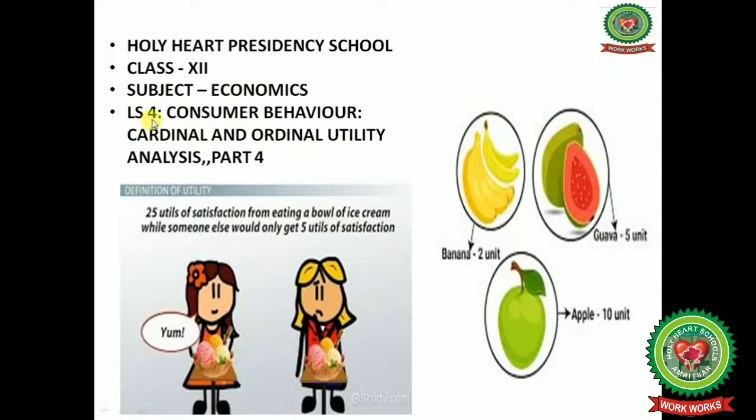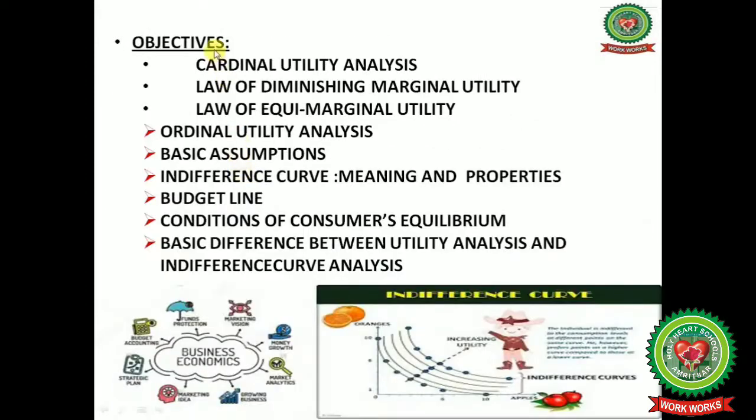As we were working with lesson number 4, consumer behavior, cardinal and ordinal utility analysis part 4. The objectives of these lessons are cardinal utility analysis, the law of diminishing marginal utility and the law of equimarginal utility. All this we have already discussed. Today we will discuss the topics: ordinal utility analysis, basic assumptions, indifference curve, meaning and properties, budget line, conditions of consumer equilibrium, and the basic difference between utility analysis and indifference curve analysis.